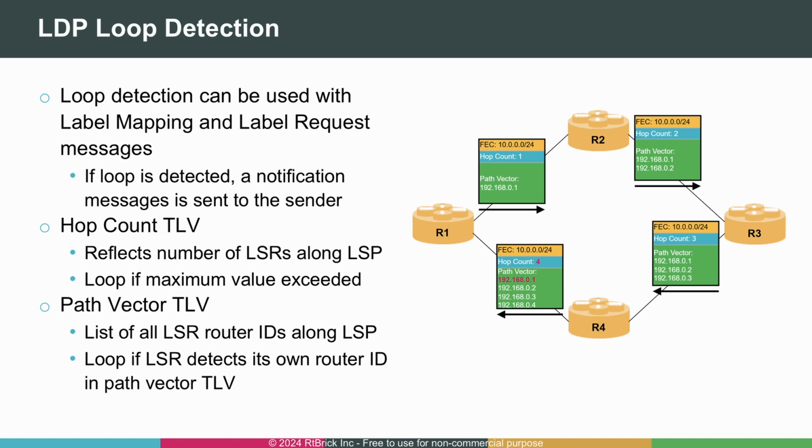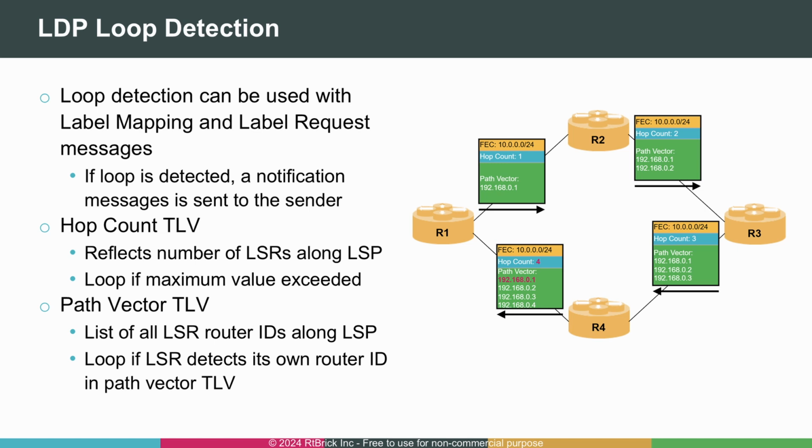For example, in the figure on the right-hand side, R1 advertises a label mapping with a hop count of 1. Each subsequent LSR increments the hop count when forwarding the message. If R1 later receives the same label mapping from R4 with a hop count of 4, and the configured maximum is 4, a loop is detected.